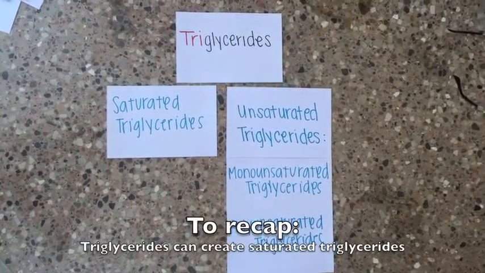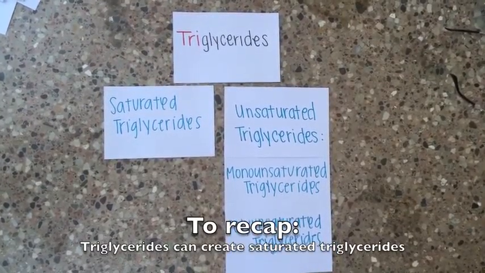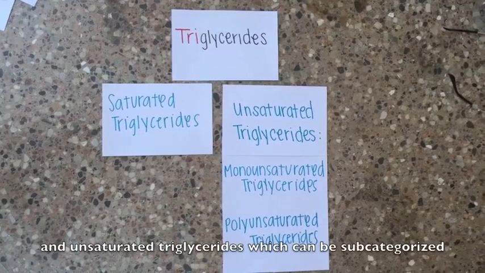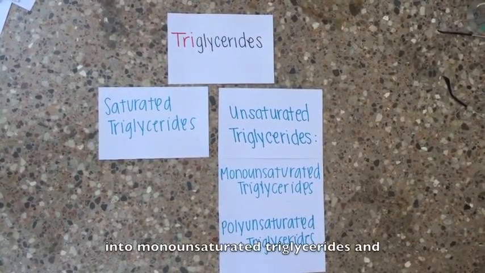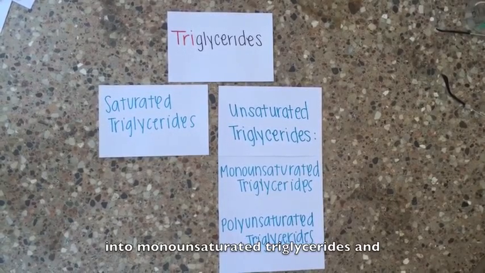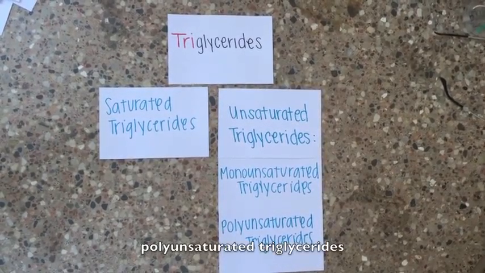To recap, triglycerides can create saturated triglycerides and unsaturated triglycerides, which can be subcategorized into monounsaturated triglycerides and polyunsaturated triglycerides.